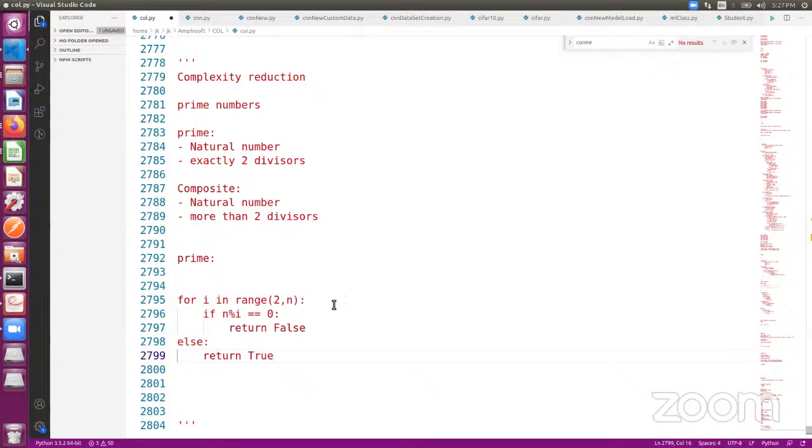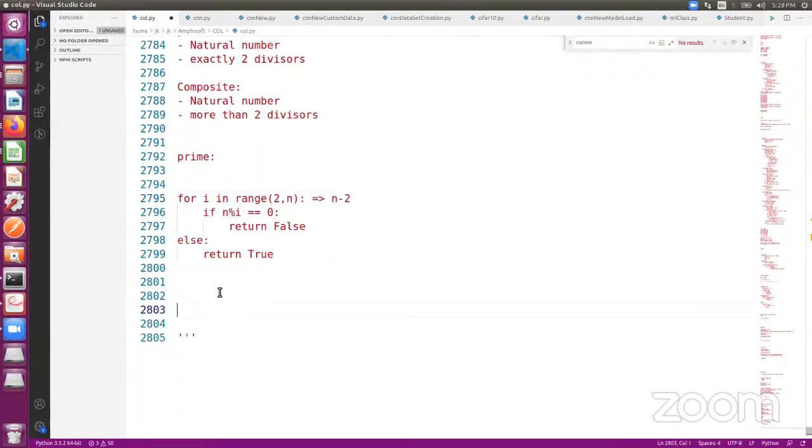Now, what is the complexity of this algorithm? For any particular value of n, we have to tell the worst case, right? What's the maximum number of times the loop runs? I think it's n minus 2. Yeah, very good. So the complexity is n minus 2.